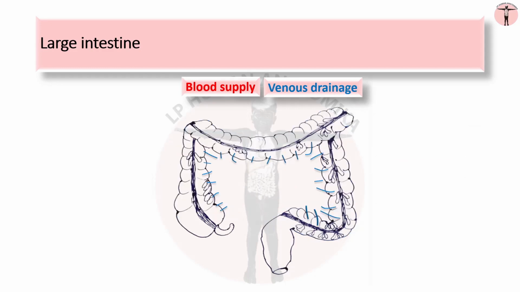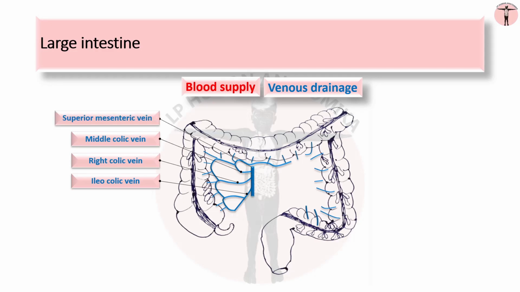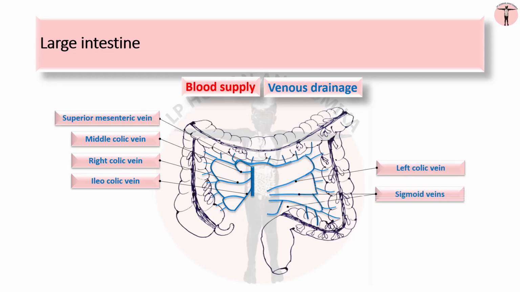The veins draining the colon accompany the arteries. The ileocolic, right colic, and middle colic veins join the superior mesenteric vein, and the left colic, sigmoidal, and superior rectal veins drain into the inferior mesenteric vein. The superior and inferior mesenteric veins drain into the portal vein.